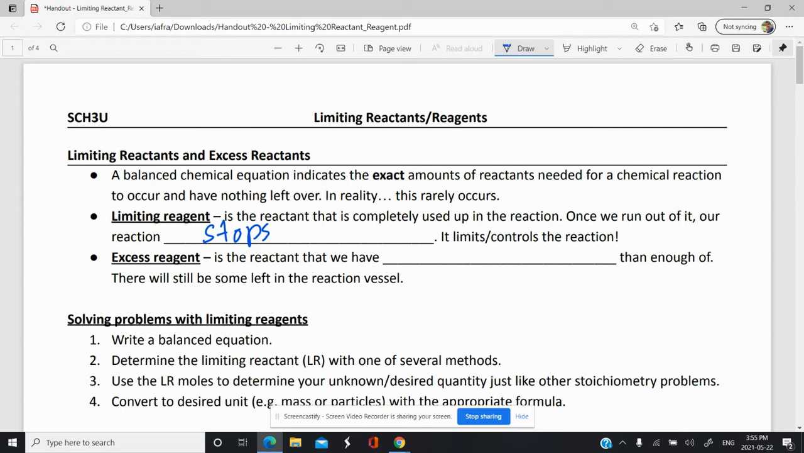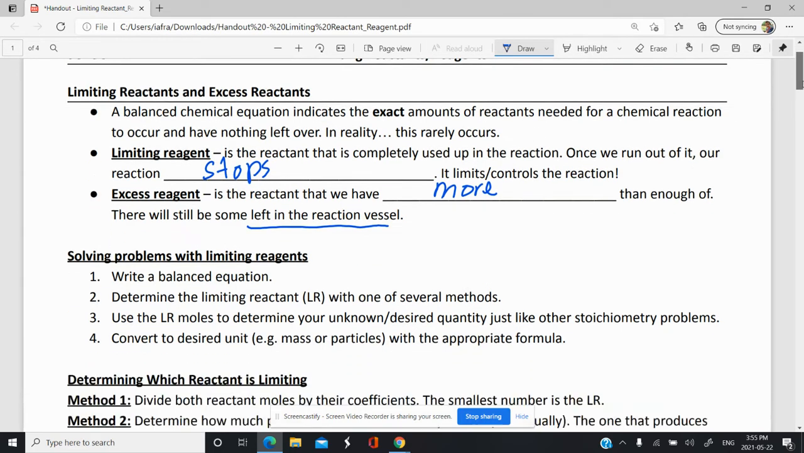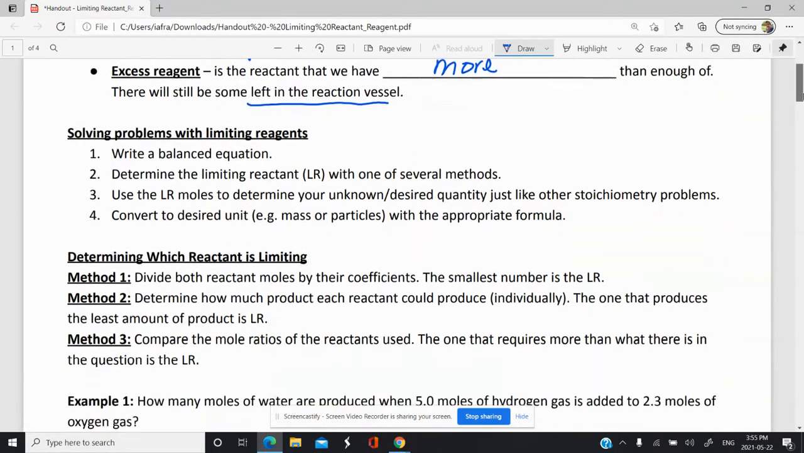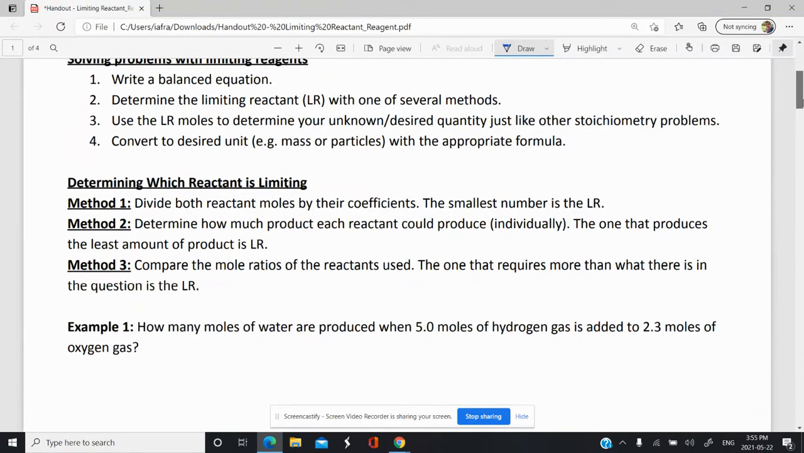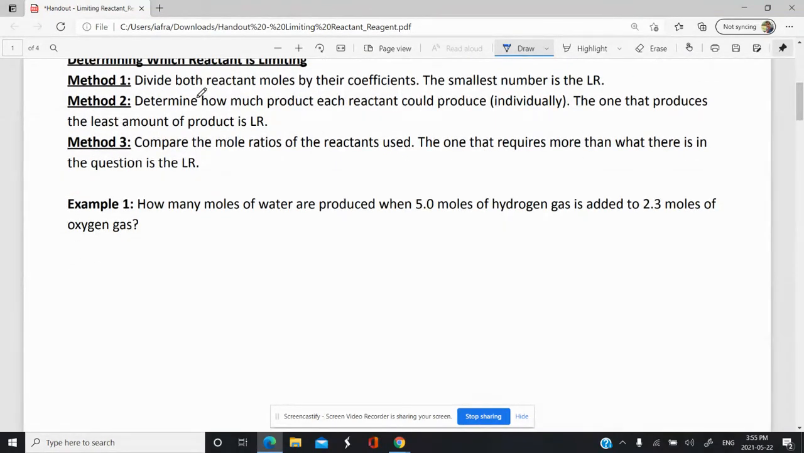The excess reactant is the one that you have more than enough of. You have plenty of it, and it's usually going to be a leftover in the reaction vessel after the reaction is done when the limiting reactant stops. In the previous video, we had seen a bunch of analogies to go over the limiting reactant and what it is. And now we're going to take a look at the three different methods that you can use to figure out what your limiting reactant is and how you can identify limiting reactant problems.